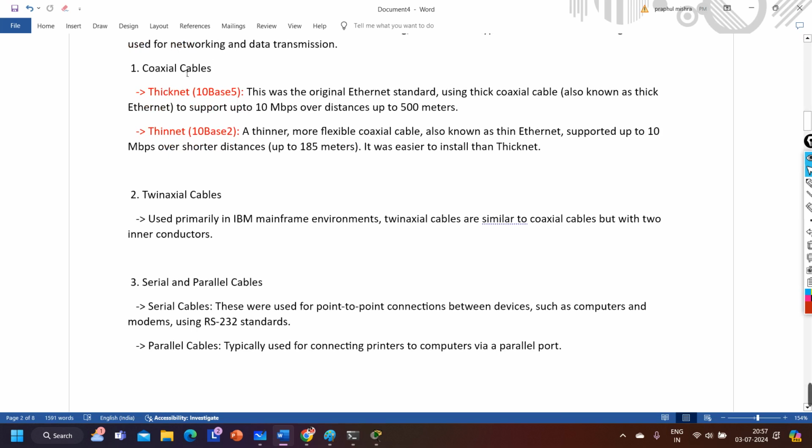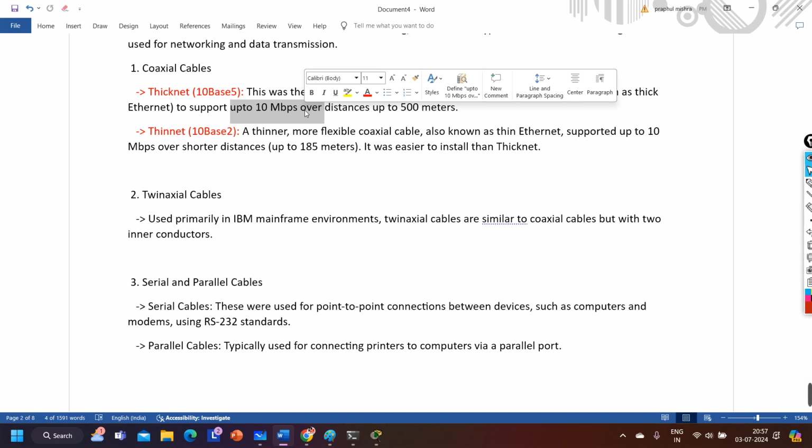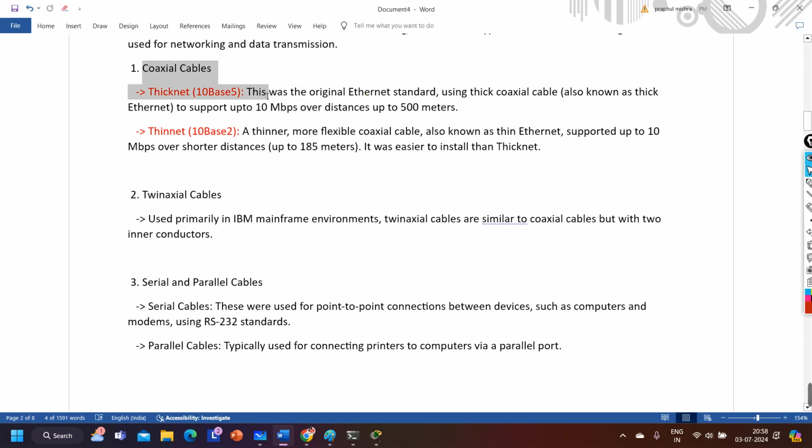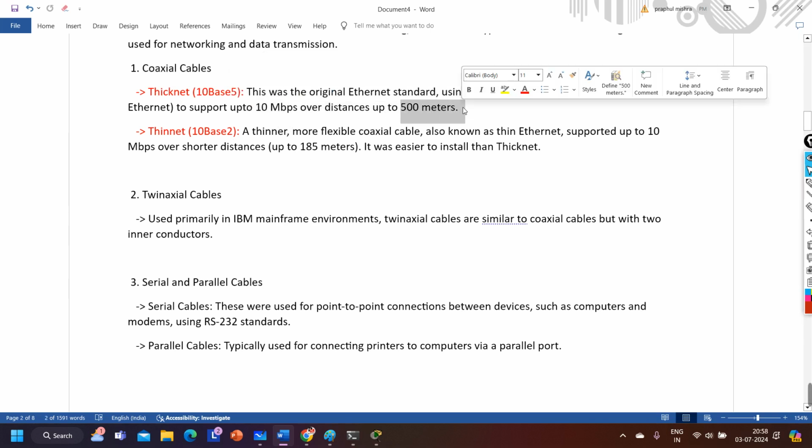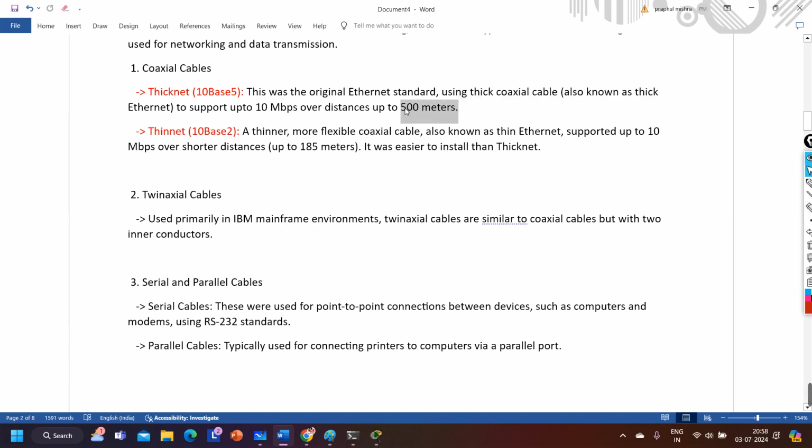Right? So again, we had two types of coaxial cable. One is thicknet, 10Base5, which was providing 10 Mbps speed. Nowadays, Ethernet is providing, guys, 40 Gbps speed, right? 40 Gbps. Just think. That's why we are not using these cables nowadays, because you can see only 10 Mbps, and the distance is also 500 meters. The distance is 500 meters, more than Ethernet.